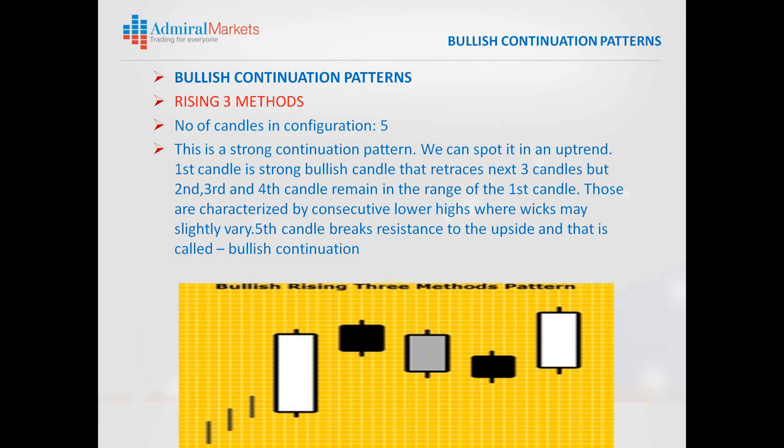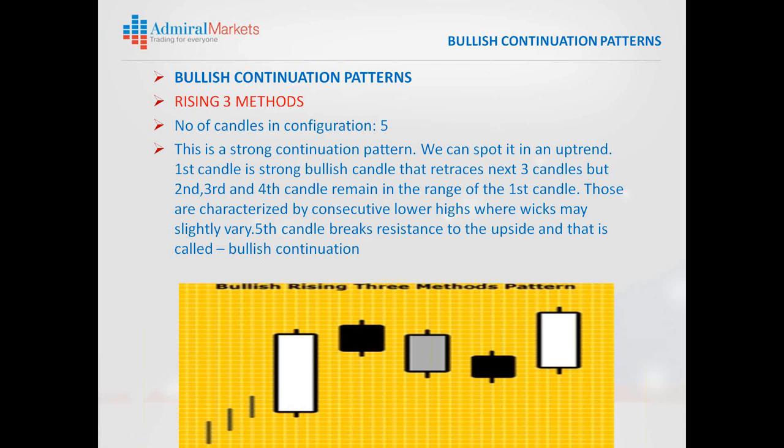Rising three methods. This is one of the continuation patterns. It's a zigzag formation, and it can be seen in an uptrend. So we now are talking about uptrend. It's continuation. We have an uptrend, five candle configuration. First candle is a strong bullish candle that retraces over the next three candles, but the second, the third, and the fourth candle remain in the range of the first candle. Those are characterized by consecutive lower highs where wicks may slightly vary. The fifth candlestick breaks resistance to the upside, and that is called bullish continuation.